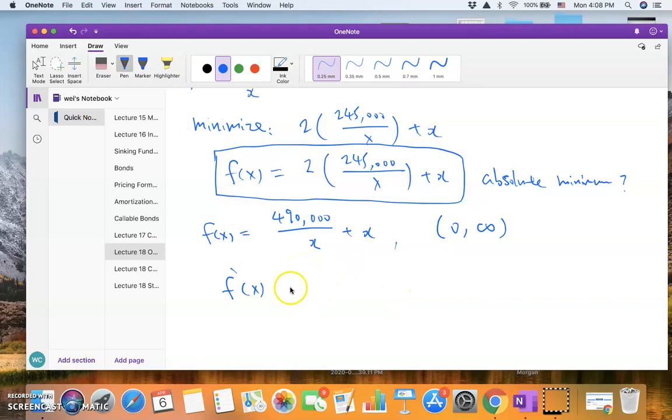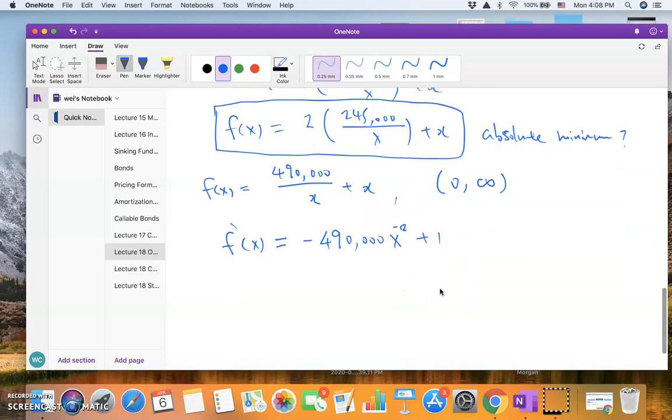Okay, so now the derivative of this function is going to be negative 490,000 times x to the power of negative 2 plus 1, which is negative 490,000 over x squared plus 1. Okay.